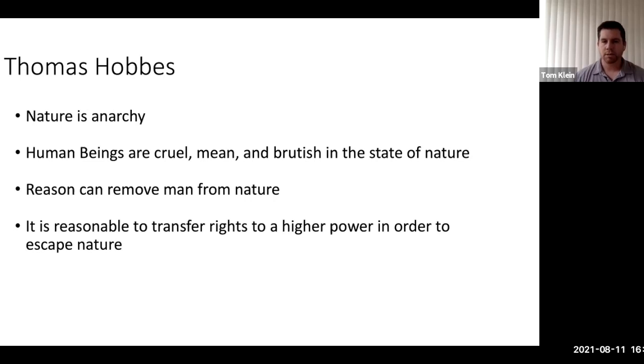We are not generally good people, but there is hope. Human beings, through reason, we're the only animals, he might say, that have the ability to reason, can remove ourselves from nature. We are reasonable, therefore we might remove ourselves from nature and create what we call a government. So he believed that it is reasonable to do so. It is reasonable to transfer certain rights to a higher power in order to escape nature. Nature being, again, chaotic, cruel, mean, brutish.